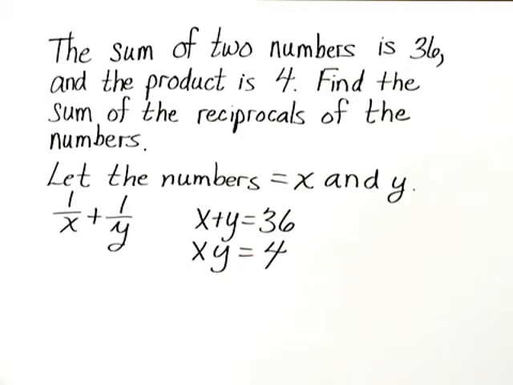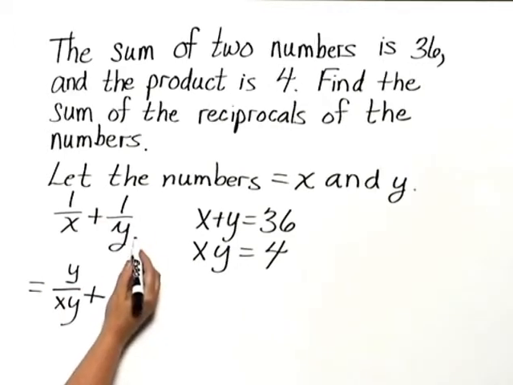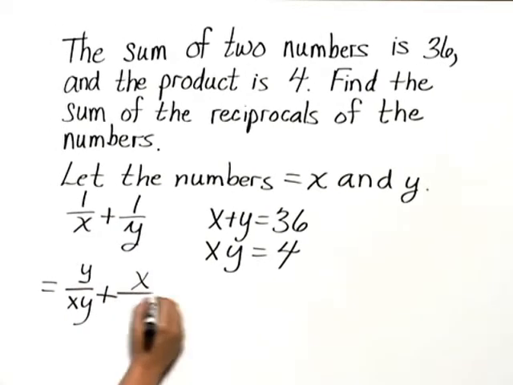Now, one approach would be to take this system of equations and solve it for x and for y. But before we do that, let's simplify this a little bit. If we have 1 over x plus 1 over y, and we get a common denominator of xy, multiplying this by y over y, we have y over xy. And multiplying the second expression by x over x, we have x over xy.